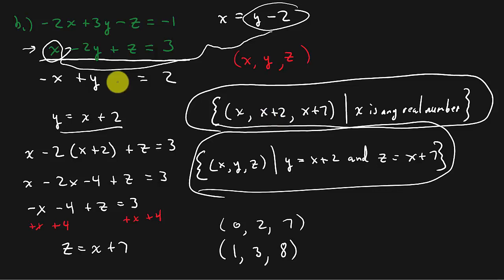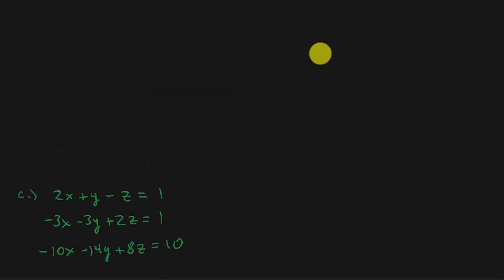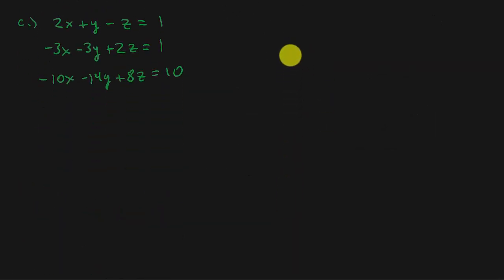Okay? And you can see here, I just decided to solve for y. And so everything now is in terms of x. But if I would have solved for x, then everything would have been in terms of y. And they're all correct. All right. Let's look at the next example.